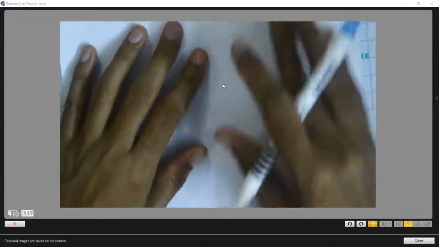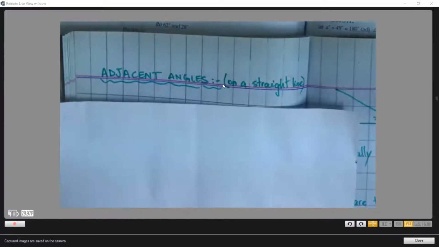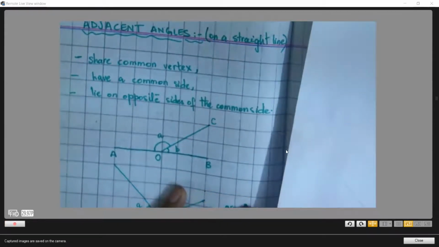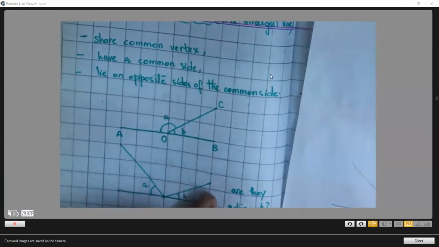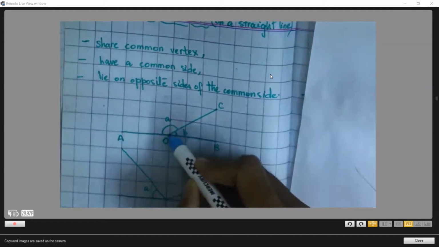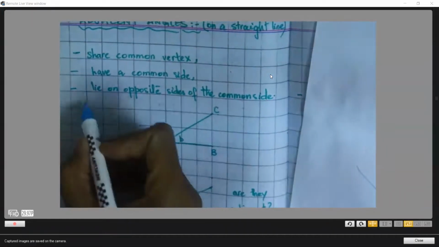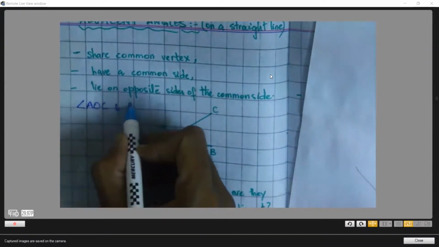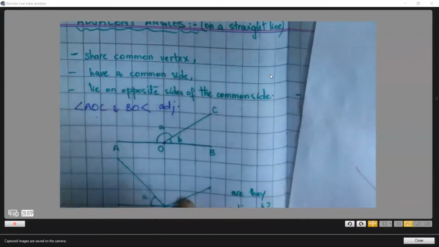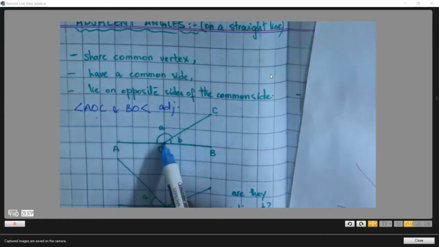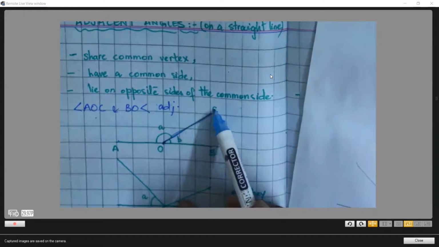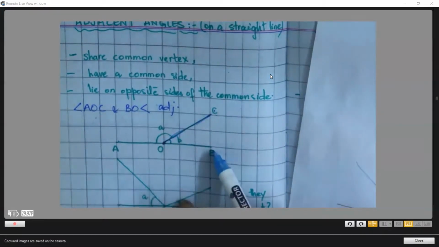Now, adjacent angles. What do you understand by adjacent angles? What are adjacent angles on a straight line? Adjacent angles, especially the ones that are on the same straight line, are the ones that share the same vertex. For example, angle AOC and angle BOC are adjacent. Why? Because they are sharing the same vertex, and they are also sharing one of the arms. OC is an arm of angle AOC as well as an arm of COB.